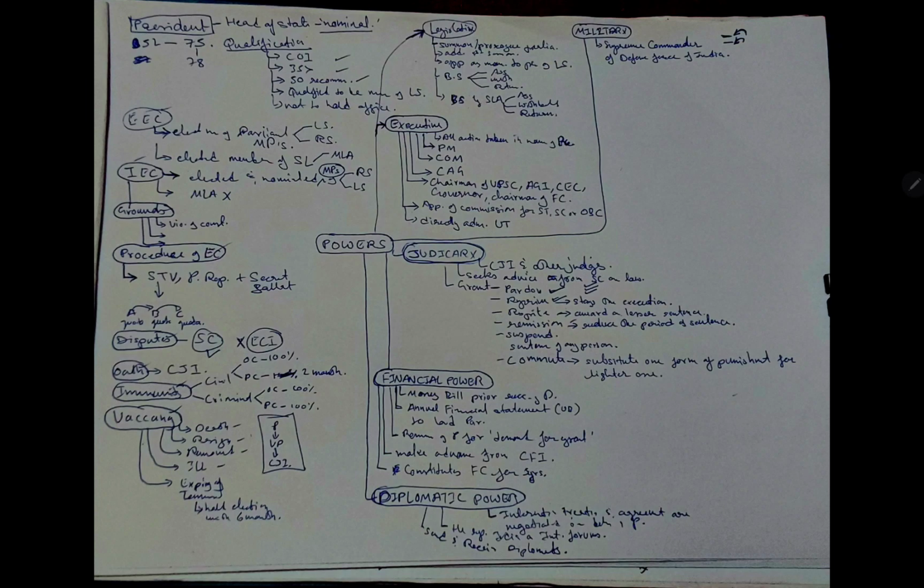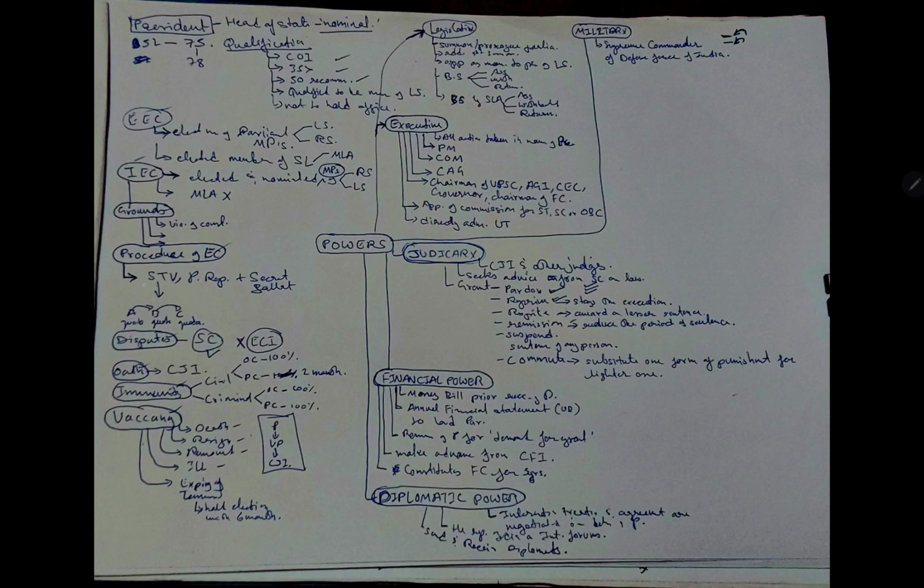Now what are the grounds of impeachment? There is just one ground, that is the violation of the constitution. Only then can the president be impeached. Now what is the procedure of the election of the president? The procedure is a single transferable vote, proportional representation and secret ballot.